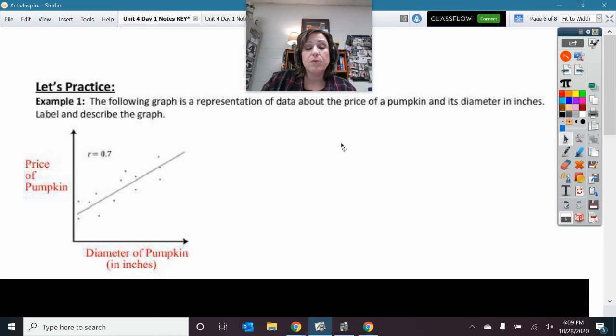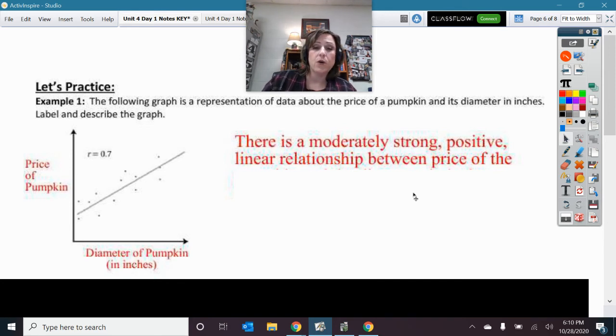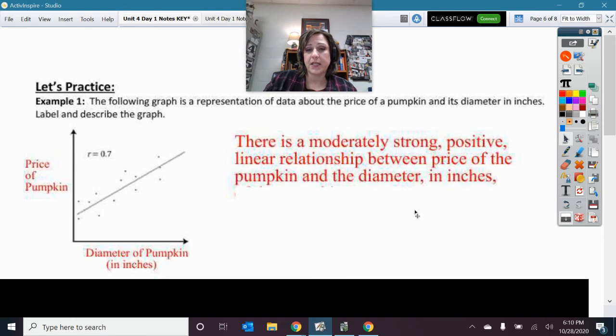So, remember, let's describe it. There is a strong, there is a weak, positive or negative, linear. Okay, so what are you going to say? There is a strong or weak? I'm going to say moderately strong. Positive or negative? It's positive. Linear, yep, relationship or correlation between price of pumpkin and the diameter in inches. So see, look, there I said Y first and then X. The order doesn't matter. All right.